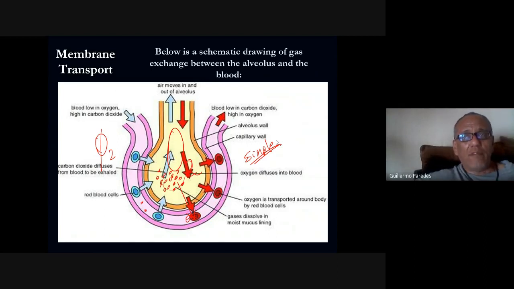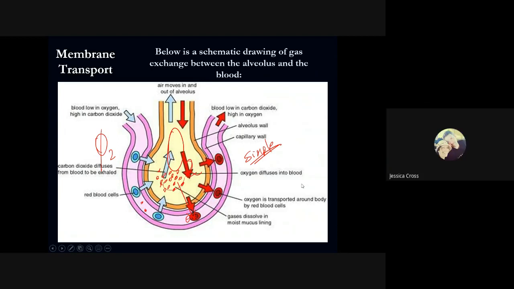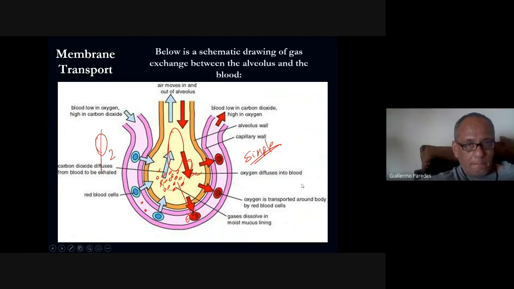The best examples of facilitated diffusion are the absorption of nutrients, the monomers: the amino acids, the fatty acids, and what else? The monosaccharides: the glucose, the fructose, and the galactose. You okay with that? Yes. Okay.